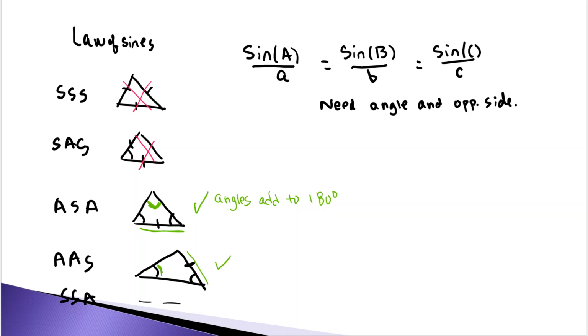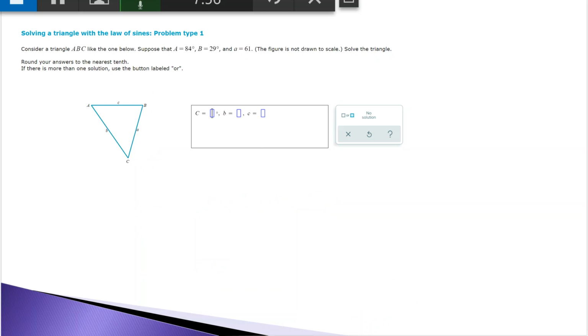And side, side, angle. Again, I have an angle and an opposite side, but like I said, this is a wonky one. This is an ambiguous case, and we'll look at this one separately. Let's do some analysis to take a look at this.